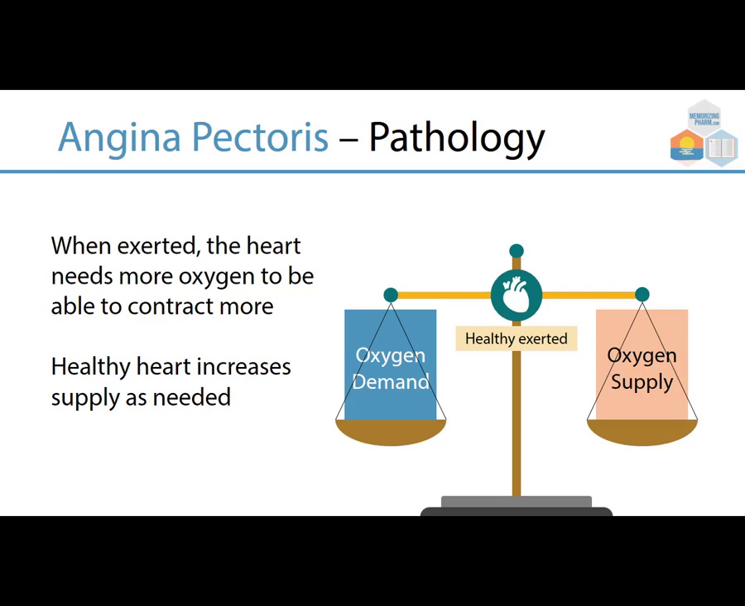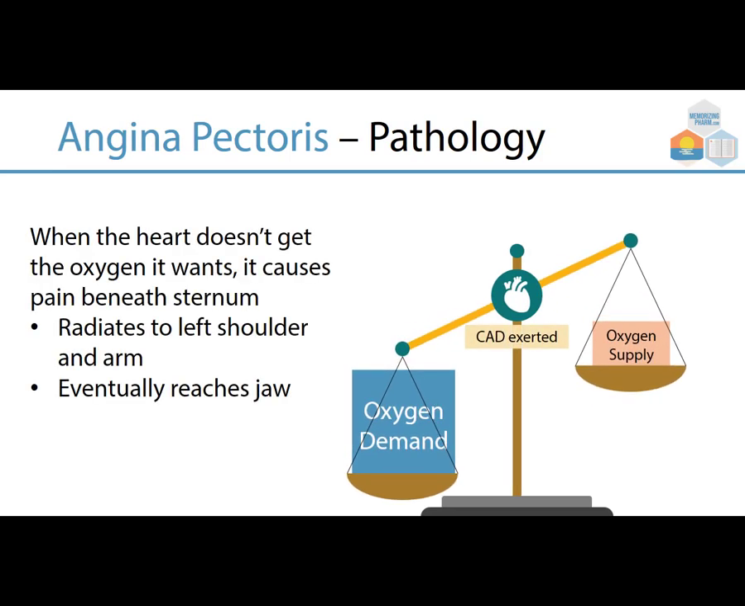Where we do have a problem is when the heart doesn't get the oxygen it wants. It causes a pain beneath the sternum. Sometimes this pain will radiate to the left shoulder and arm, and it will eventually reach the jaw. So when oxygen demand exceeds oxygen supply, and we have coronary artery disease in this exertion, then we have an imbalance.